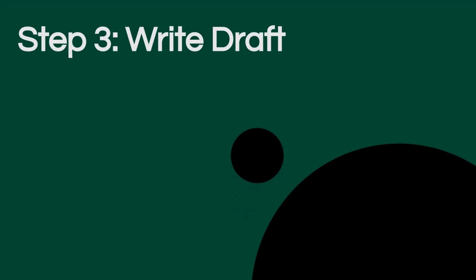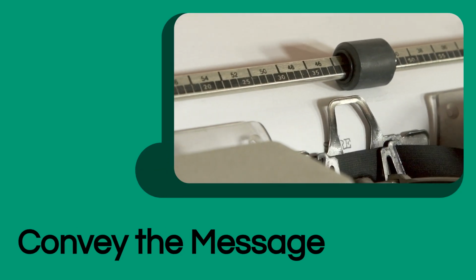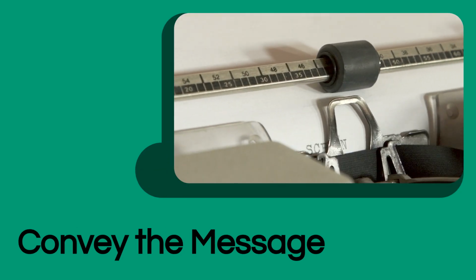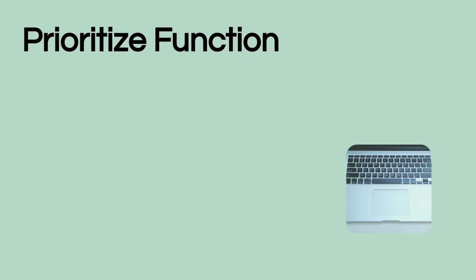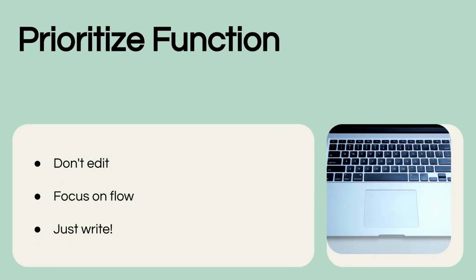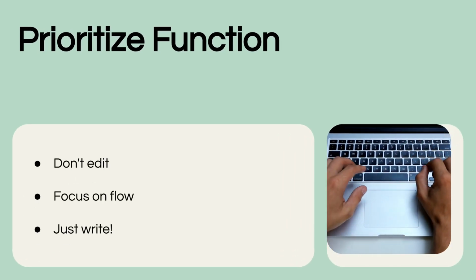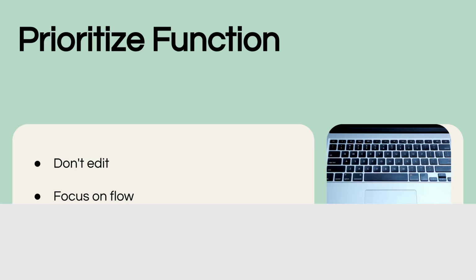Finally, step 3. It's time to write the actual dialogue and action. Write naturally, focusing on ensuring your dialogue and action clearly convey the message defined in step 1. Crucially, for this initial draft, prioritize getting the content down over perfect grammar or polished writing. Don't stop to edit. That's it. You have a full first draft of your script written in minutes.